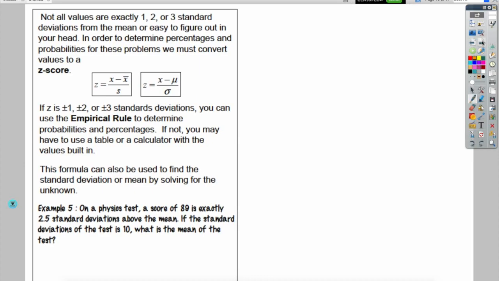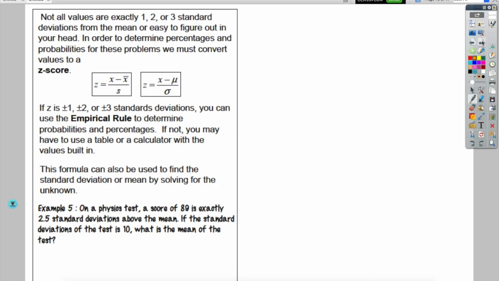It's not that bad. Not all values would be 1, 2, or 3 standard deviations away from the mean or easy to figure out in your head, like you can see on that one. That was a bad example. In order to determine percentages and probabilities for these problems, we must convert values to a z-score. The z-score, which is the formula that you see there, allows you to find the probabilities for any value. Now, if z is 1, 2, or 3 plus or minus standard deviations, then of course you use the empirical rule.